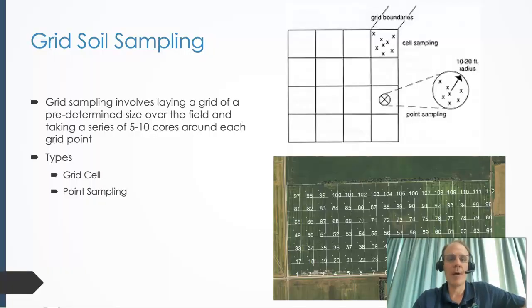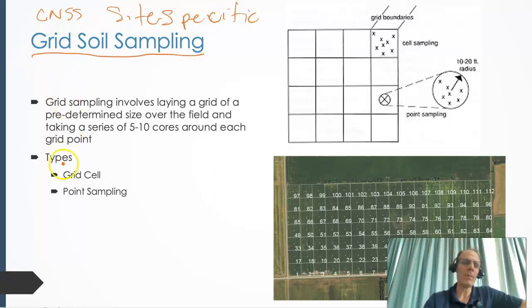A second type of GNSS, or site-specific soil sampling, is called grid soil sampling. In grid soil sampling, we create a grid of cells across the field, as you can see in this image. They have a grid of 1, 2, 3, 4, 5, 6, about 7 by 15.